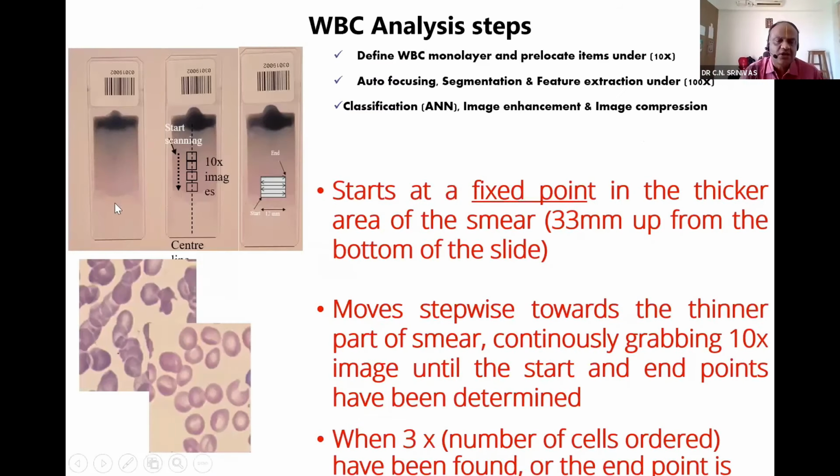So how do they do that? Whenever you have a slide which has been stained, it has been barcoded, and the slide goes in for scanning from the center where you have a thin monolayer, and like a battlefront, it does the scanning in a stepwise manner to make sure that you have the RBCs touching each other so that there is no overlapping, and you get a beautiful picture of the RBCs, the WBCs, and the platelets.